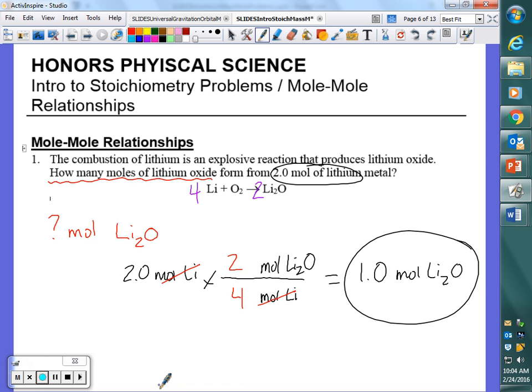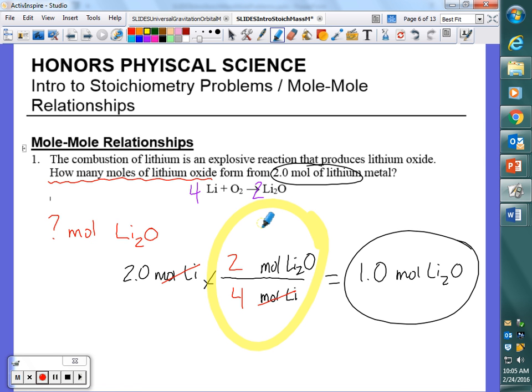Then yesterday, we talked about using the coefficients in the equation to figure out, if we start with one amount of something, how much of something else are we going to need or are we going to produce. And we created this conversion factor here, and we gave it a name.